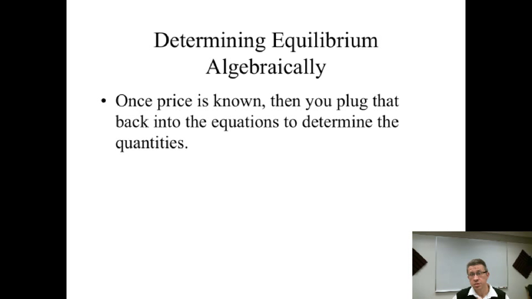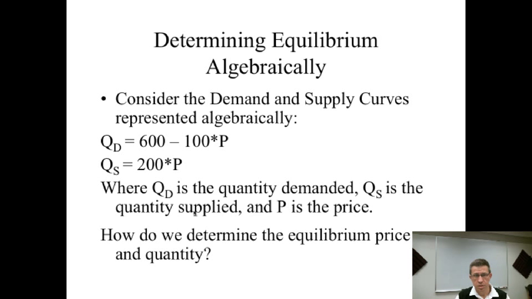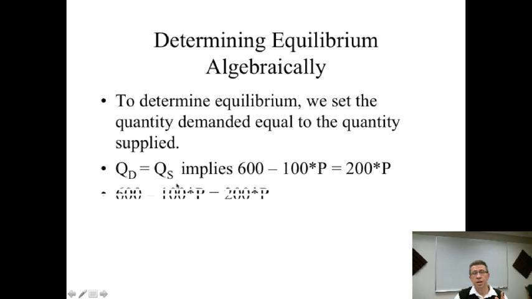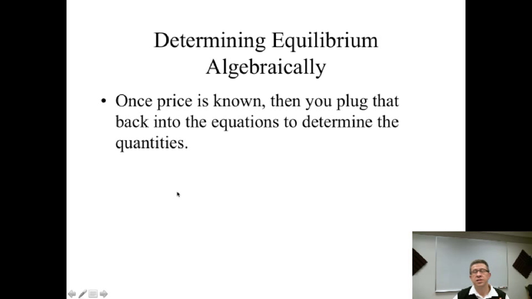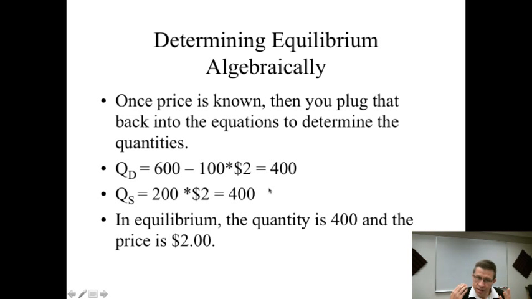Once the price is known, plug that back into the equations to determine the quantities. We had a demand equation and a supply equation. Quantity demanded is 600 minus 100 times the price, and we know the price is $2. Quantity supplied is 200 times the price, and we know the price is $2. And actually, this is a really good method to check whether we did it right, because quantity demanded and quantity supplied should be the same, since we set them equal to each other. Quantity demanded, 600 minus 100 times the $2 price, is 400. Quantity supplied is also 400.